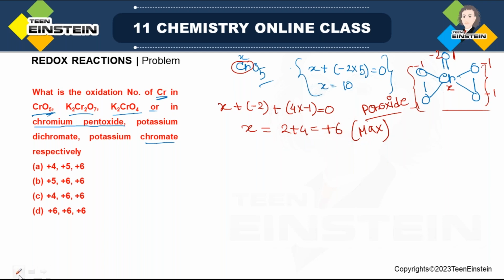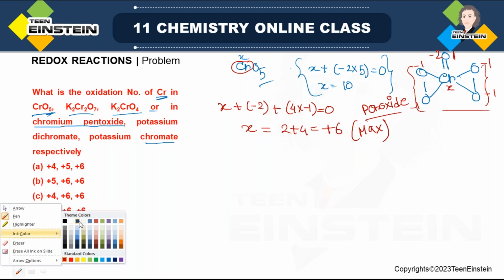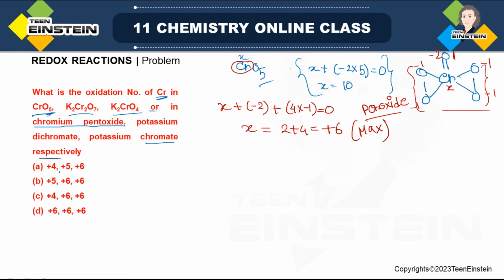And see, very interesting. Only in the last option, it is respectively. So the first value is for CrO5. Only in option D, the first value is +6. So all these others are basically wrong, but option D is the correct option. But we'll also see for these 2 what is happening.